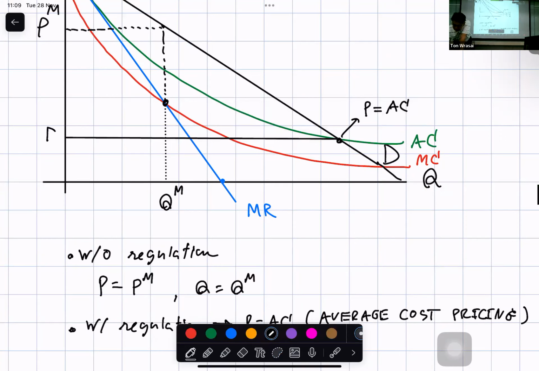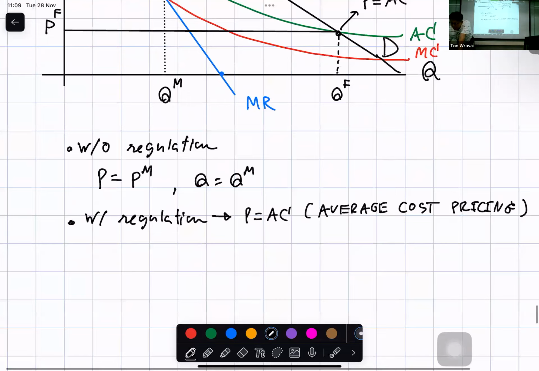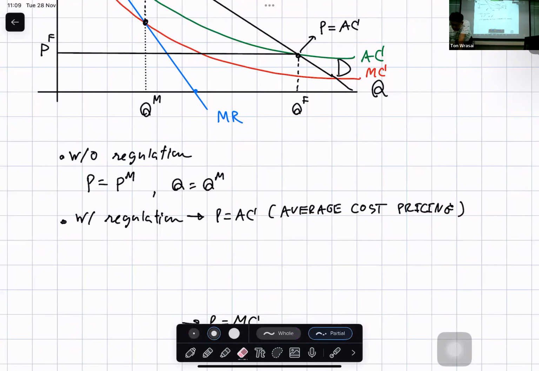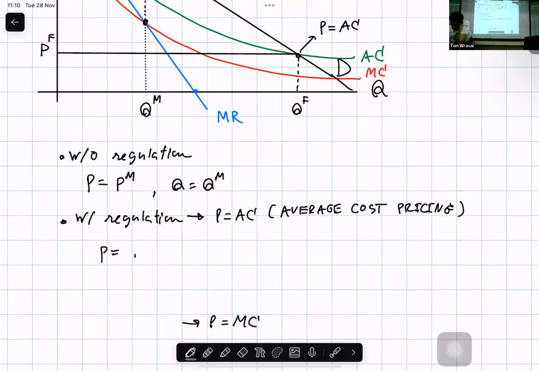So P will be, let's call PF, P superscript F, and Q, let's call this Q superscript F. F stand for fair price. Fair. Okay, let's summarize. Under the average cost pricing, price that consumer pay will be PF. We call this as fair price. Q would be QF.